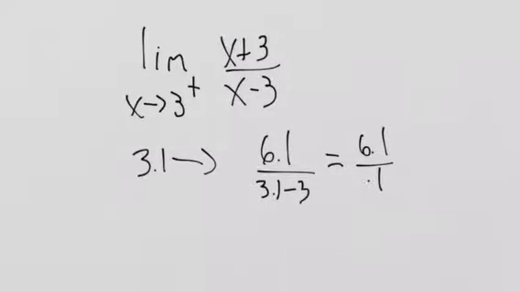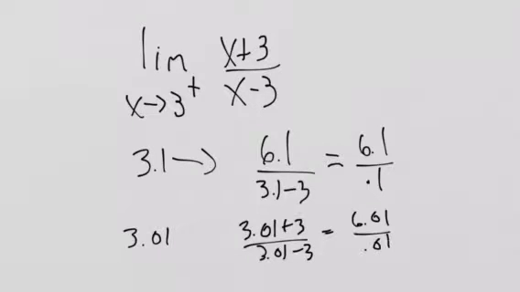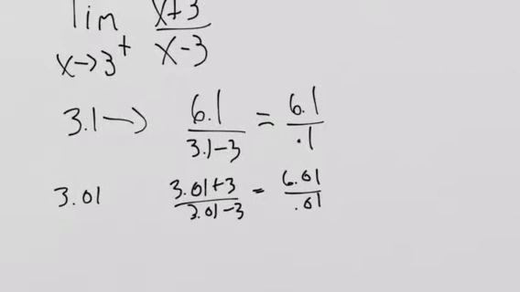So this is a little bit different than how I approached it before. I'm actually showing you what this value is. And if I plugged in 3.01, that would be 3.01 plus 3 over 3.01 minus 3, which is 6.01 over 0.01. So this is what I mean when I say positive 0. When I say positive 0, I'm saying a number that is really close to 0, but that's also positive. So if we take 6.01 and divide it by a positive number, the result is going to be positive.